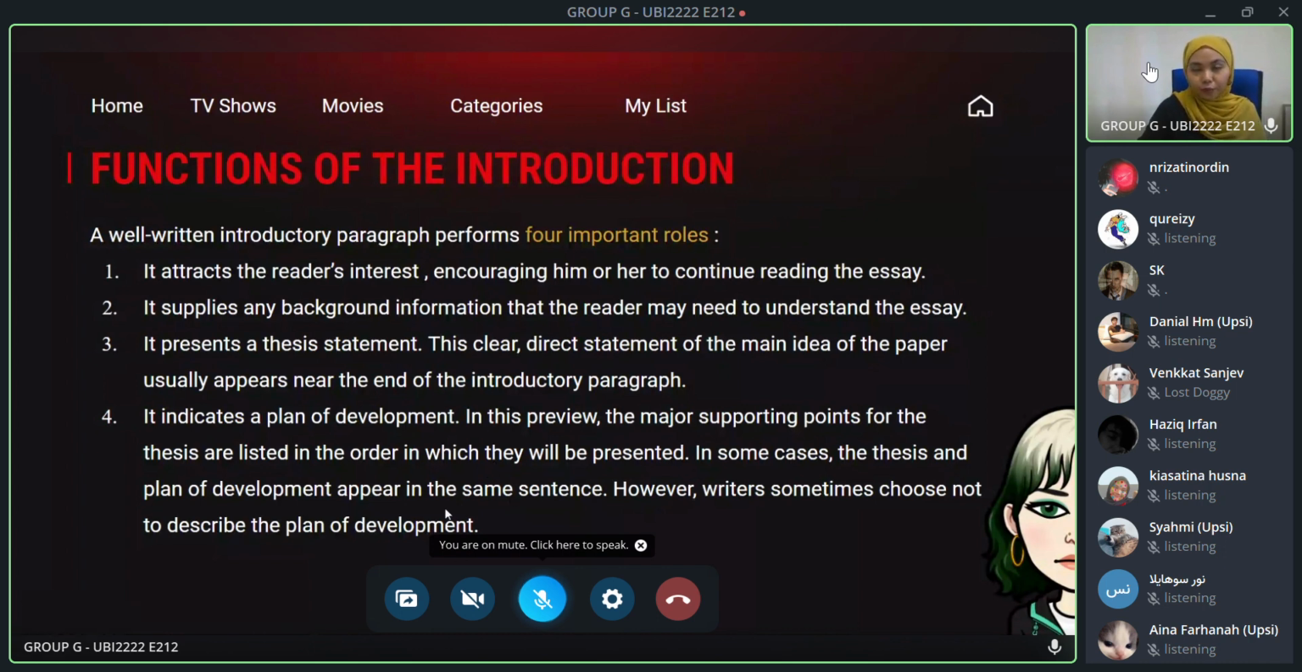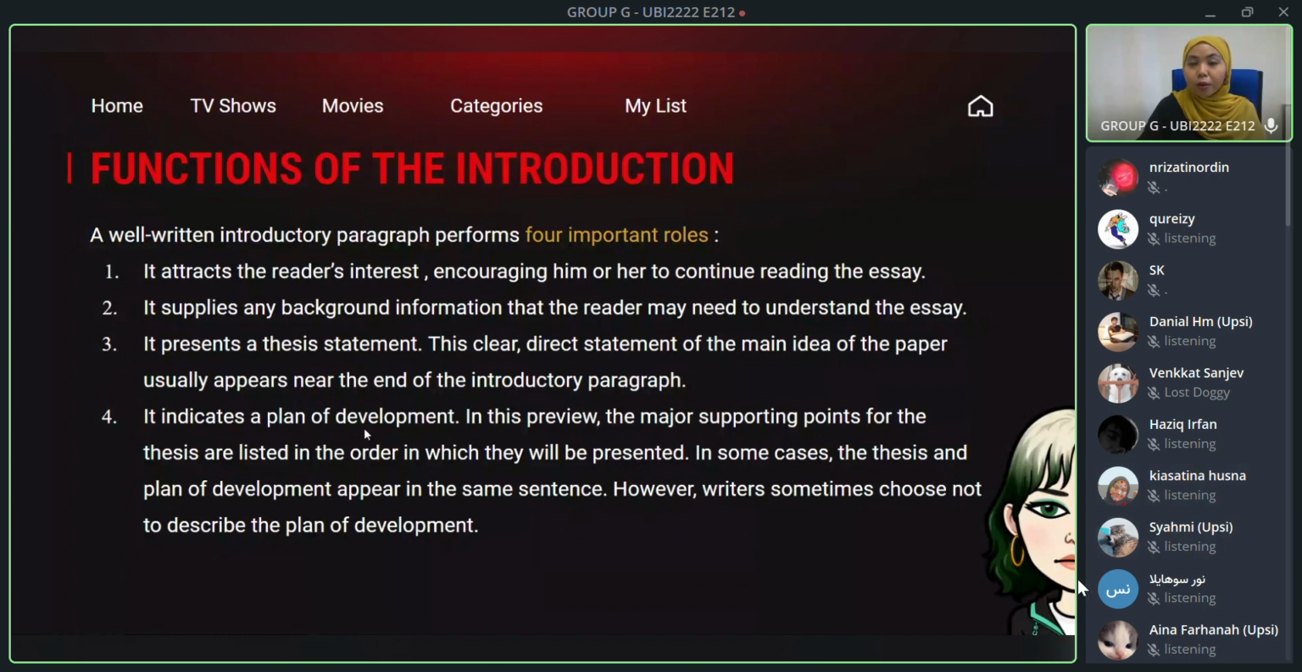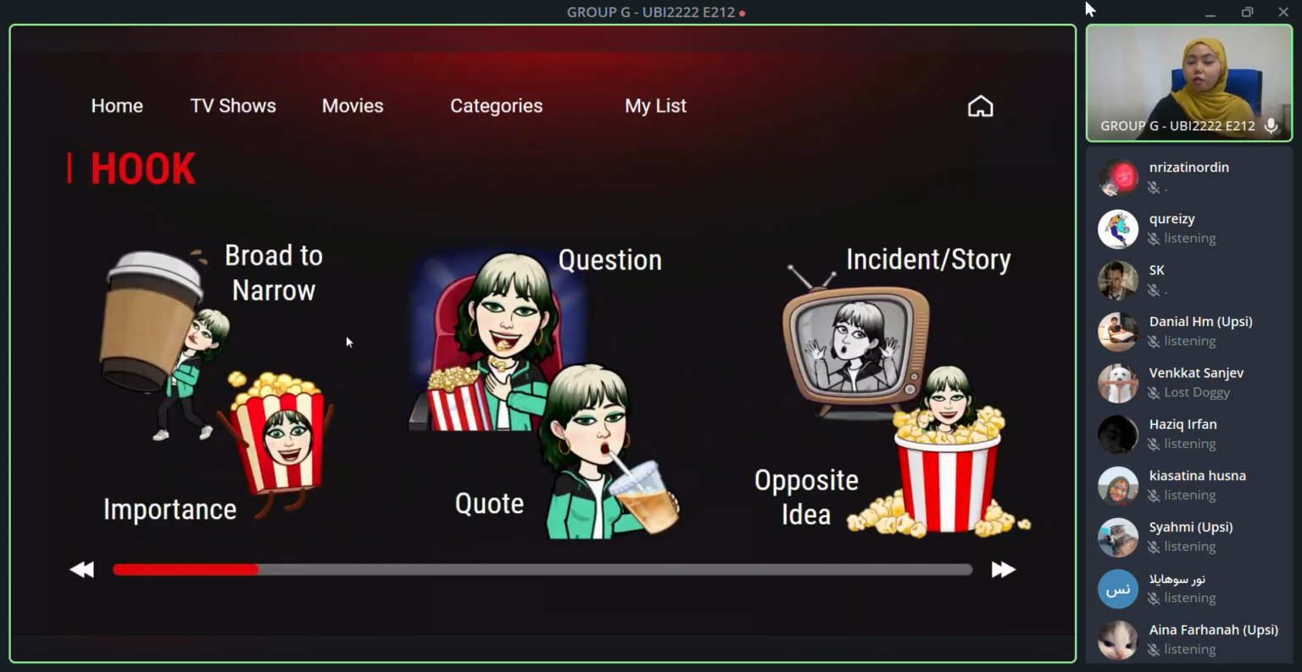For point 4, some of you may not understand the sentence properly. I will make sure you understand by showing you an example, okay? So anyway, let's start with hook. When you want to start an introductory paragraph, the first and most important, the basic one, would be the hook. Because the hook is the one that is attracting the reader's attention.